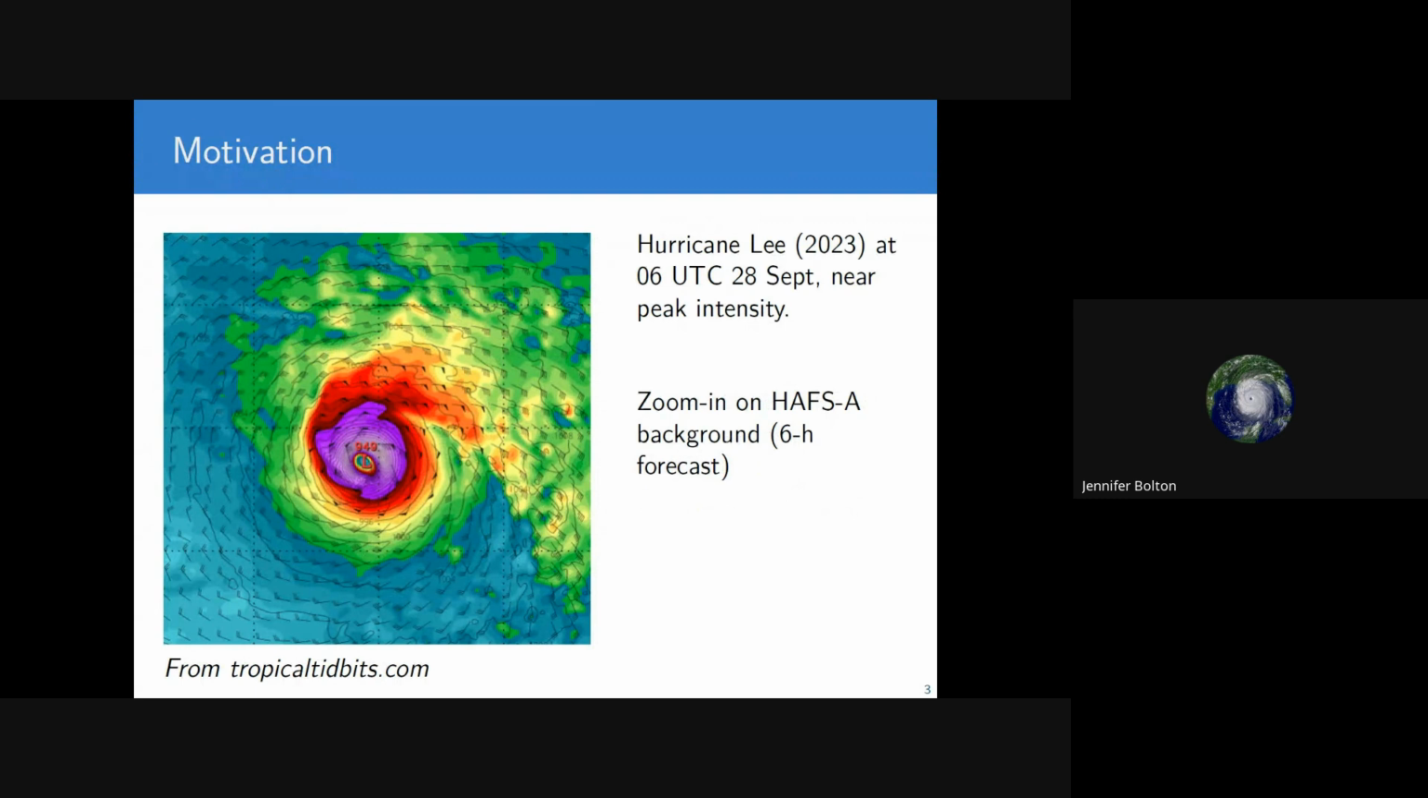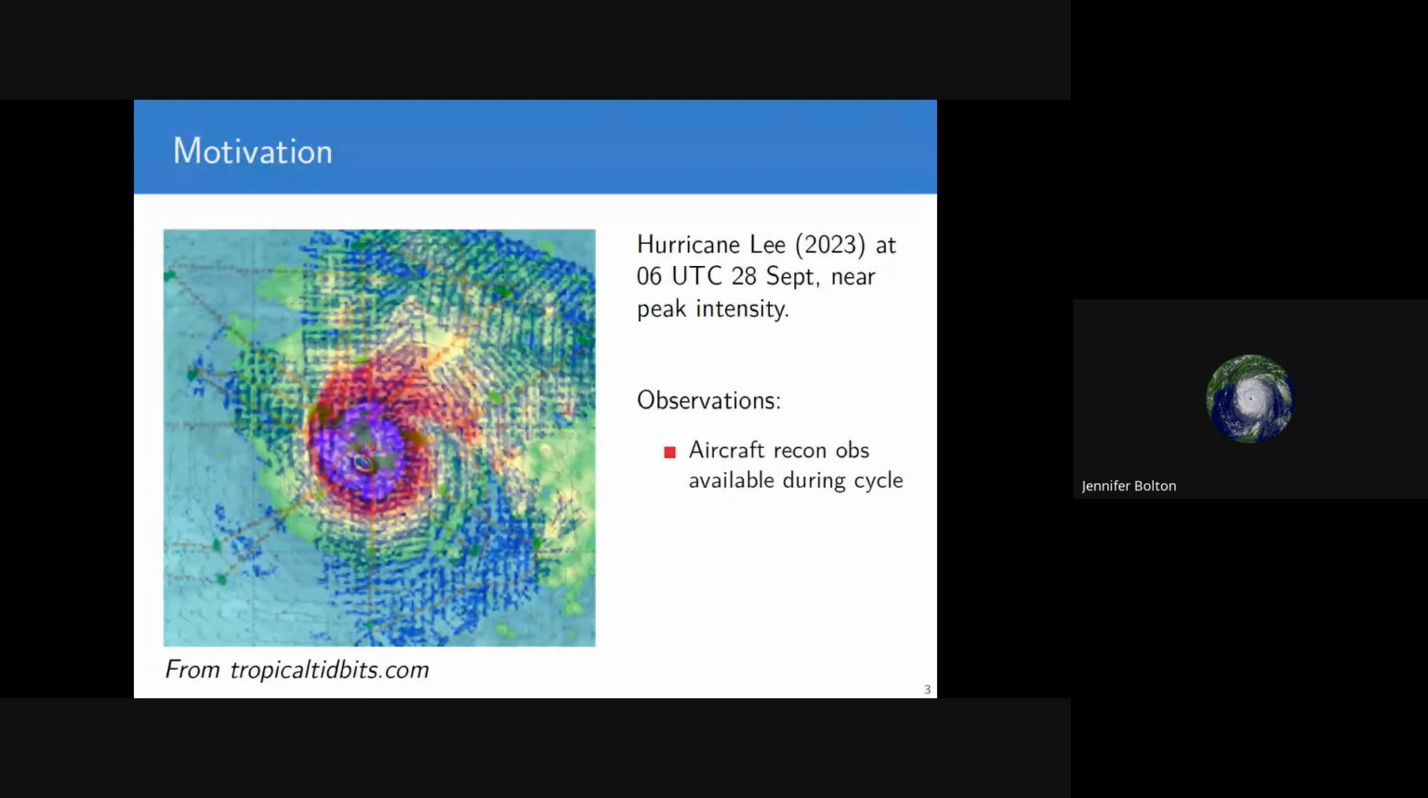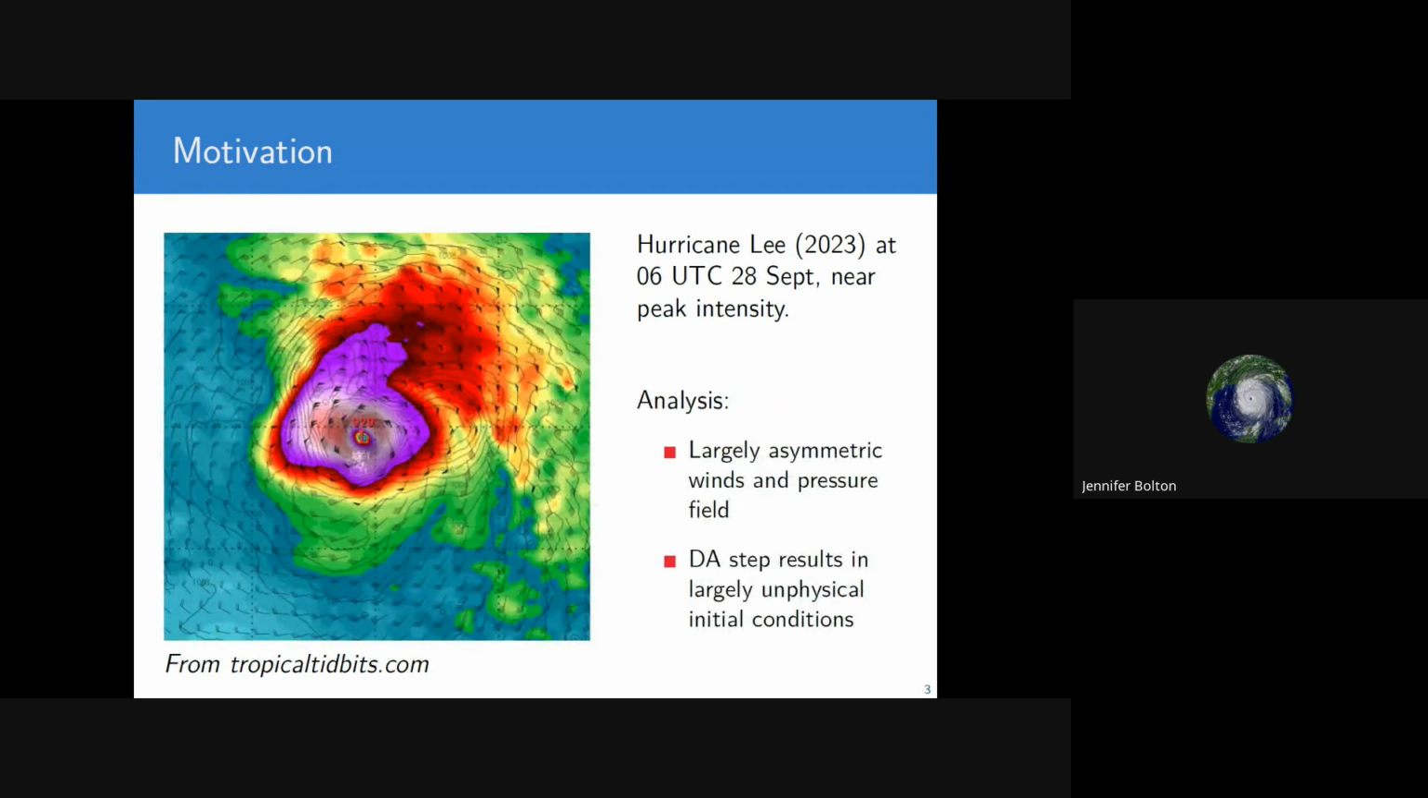So just to zoom in, this is a 6-hour forecast, just showing MSLP and wind speed contours, for HAFS A at this time. And I'm going to talk through what the DA system actually does operationally, starting from this first guess. So next slide. So for this specific cycle, we actually had really good observation coverage. And so there's a lot of really excellent talks in the previous session talking about new observing capabilities. Here's a situation where we have extensive horizontal coverage in the obs. Next slide. The analysis was awful.